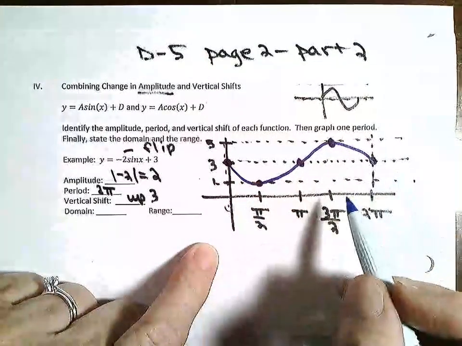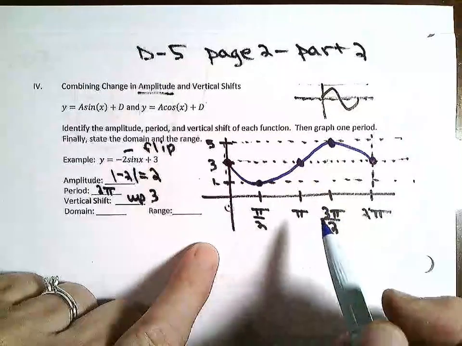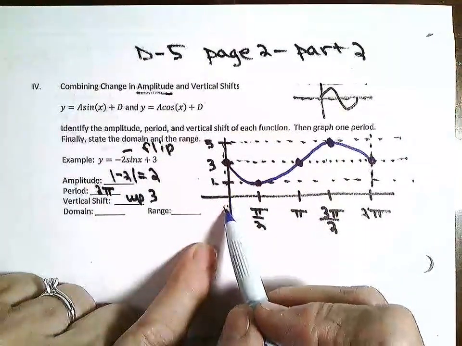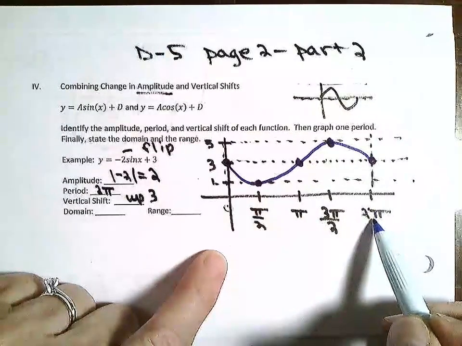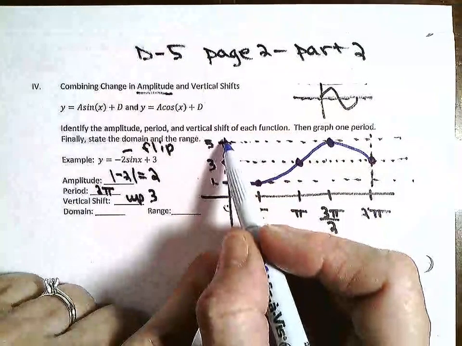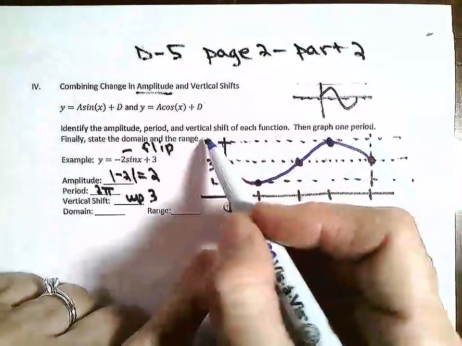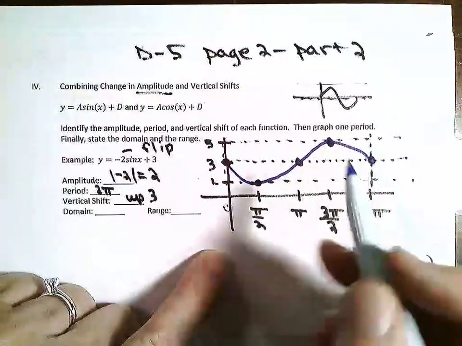And as always, I do recommend that you put that into your graphing calculator. Graph the function, and then you'll have an x min of 0, x max of 2 pi, y min of 1, and y max of 5. If you put all of that in, then this will be your screen on your graphing calculator, and the graph should match that.